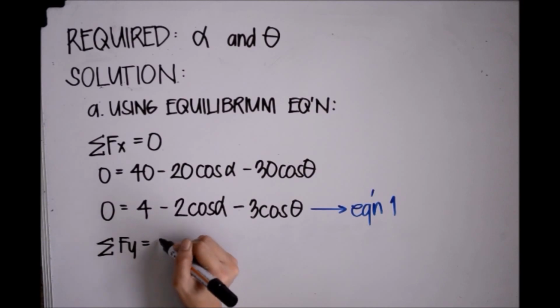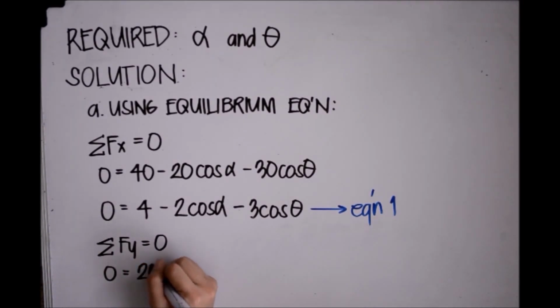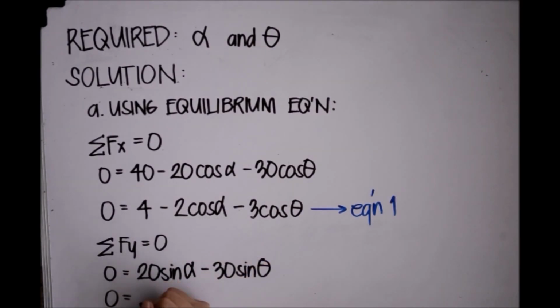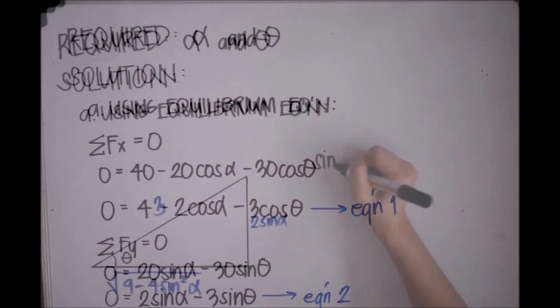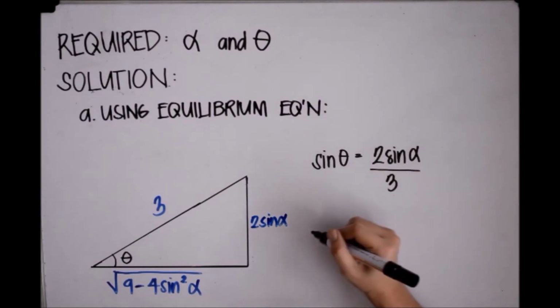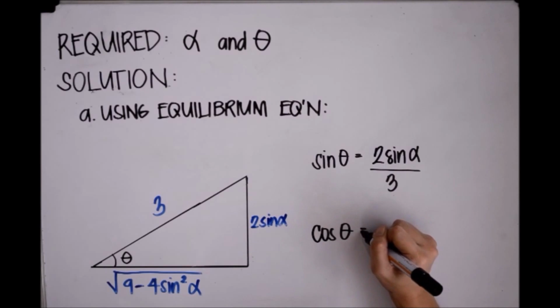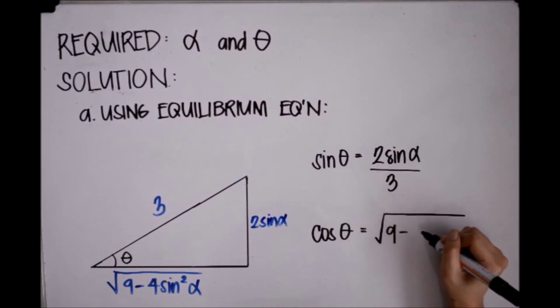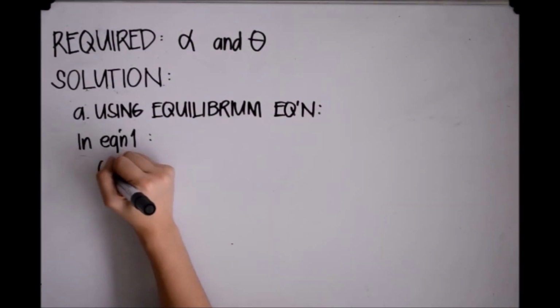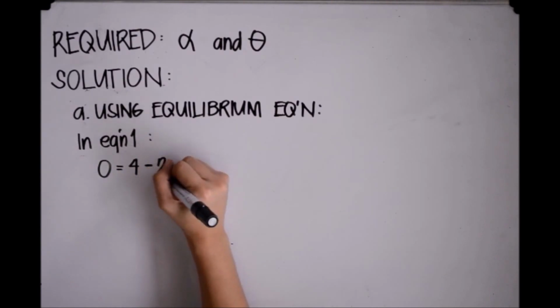For the summation of Fy equal to 0, we have 0 is equal to 20 sine alpha minus 30 sine theta. Simplifying the equation, we have 0 is equal to 2 sine alpha minus 3 sine theta. And that's equation number 2. From the figure, we have sine theta is equal to 2 sine alpha over 3. Cosine theta is equal to the square root of 9 minus 4 sine squared alpha over 3. We now substitute the value of cosine theta to equation number 1.